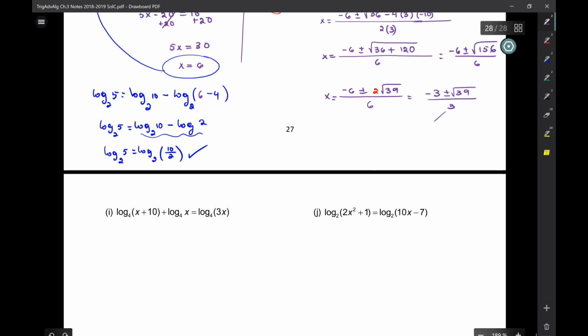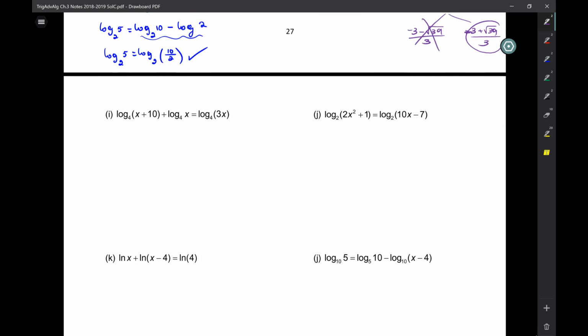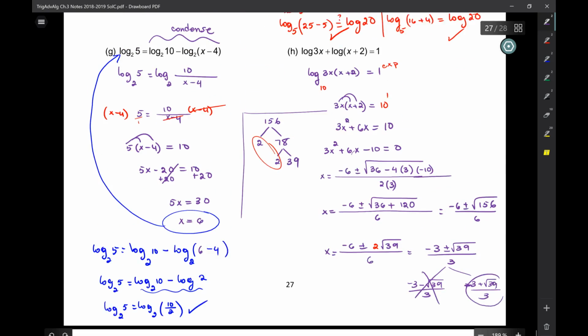We have 2 solutions here. One is negative 3 minus root 39 over 3. One is negative 3 plus root 39 over 3. Is this going to give you a positive or a negative value? Negative. So you can throw that out and just take this. The answer is negative 3 plus root 39 over 3. We're not going to check that one.